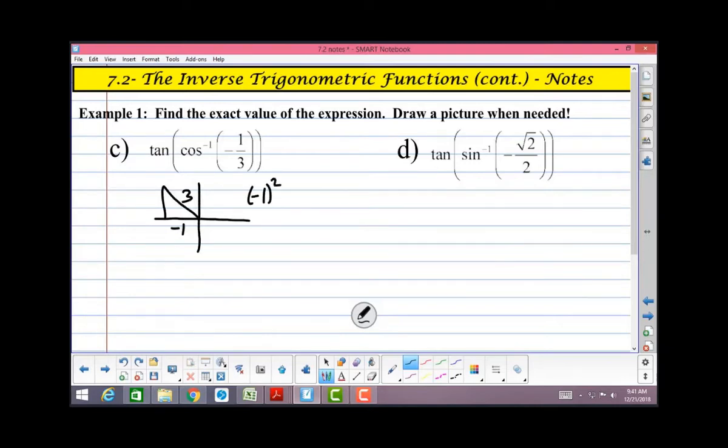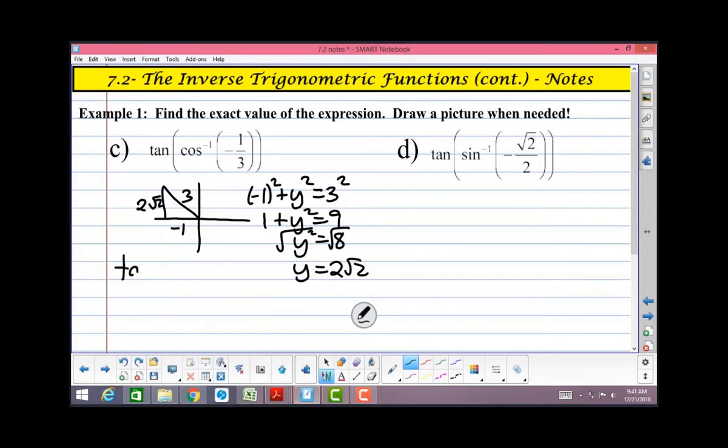I'm going to again use the Pythagorean theorem to find my corresponding value. This time it's y that's missing. So we end up getting that y squared is 8. So that means y is the square root of 8, which is 2 root 2. Because it's going up, I know that my y value is positive.